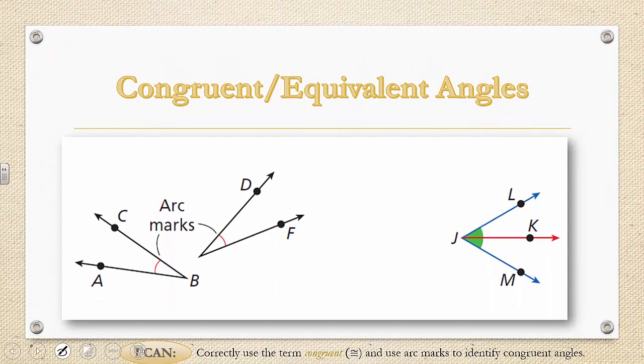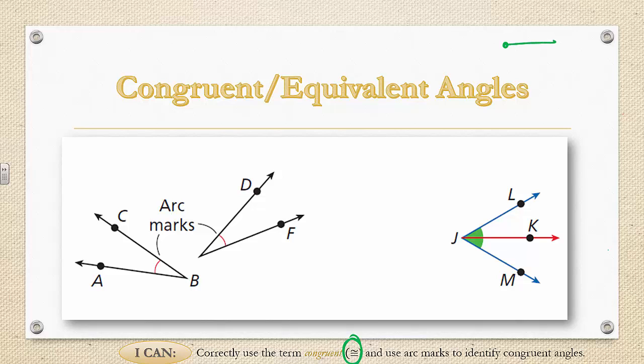Now, congruent and equivalent angles. Remember, congruent is when the measure is equal. We don't like using just a straight up equal sign. We like something special for geometry. So we use the equal sign with the squiggly over it. There's two ways to show that. Most of the time, we're going to use something called arc marks.